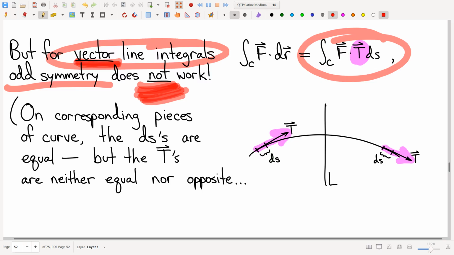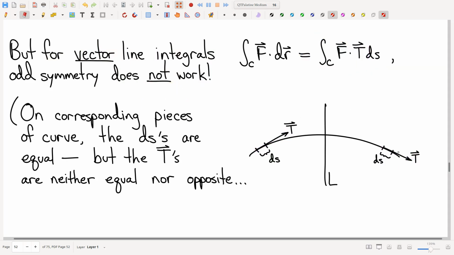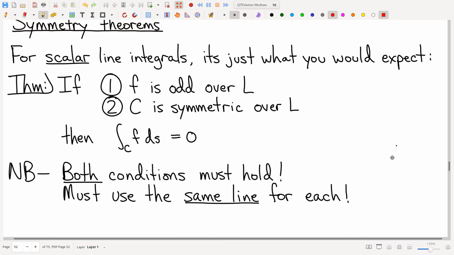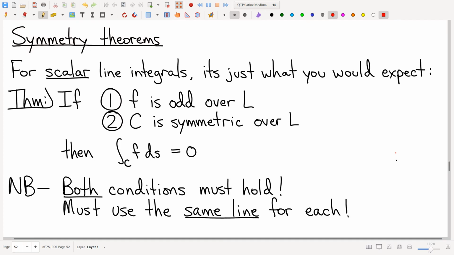So you just have to be wary about this. It's another landmine that you've got to watch out for. And again, I love this theorem. Used it a million times. Strongly encourage you to use this theorem. Just make extra sure that you remember and retain that it's only for scalar line integrals.